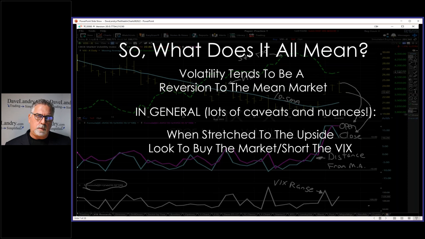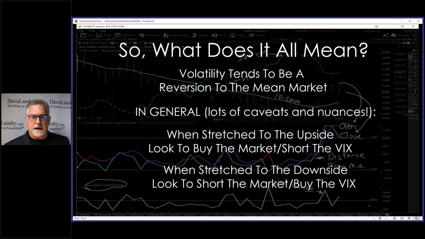Now, just real quick, without going into a lot of detail, as I've done before, remember the VIX measures both puts and calls, okay? So it's not like it's measuring one side of the market. It's measuring both the puts and the calls. And I guess with put-call parity, that becomes a bit of a wash anyway, but that's beyond the scope of this presentation and probably a little bit outside of my wheelhouse to get too far down that road. Anyway, again, when it stretches to the downside, you want to look to short the market or buy the VIX.